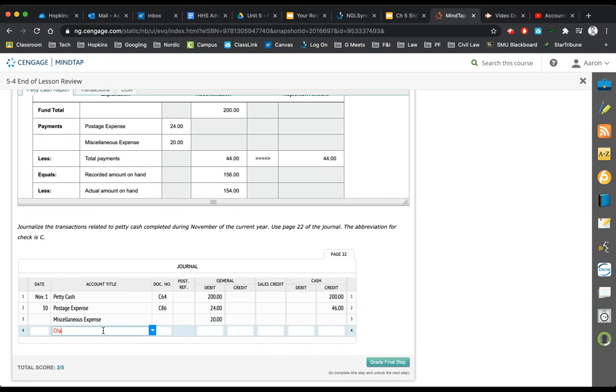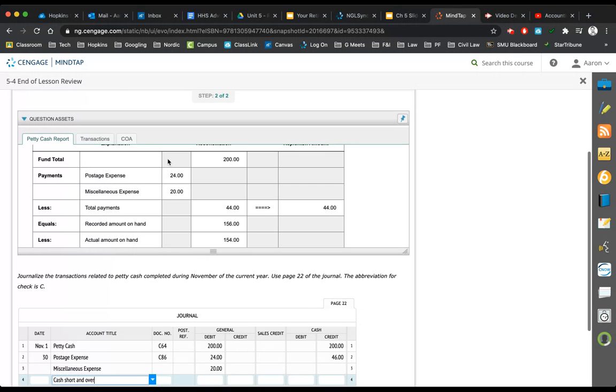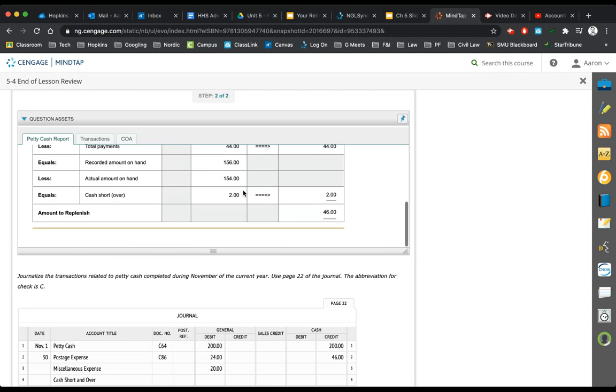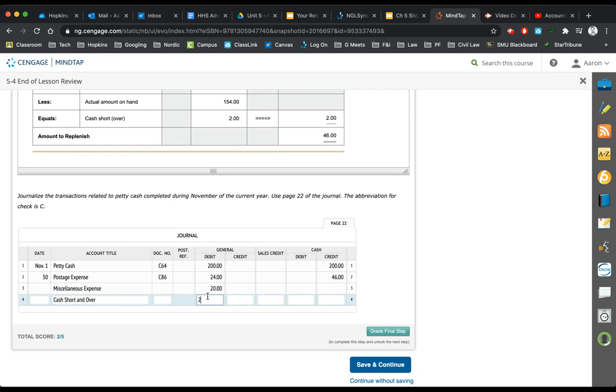And then cash short. So the title here is cash short and over, because it comes from right here, cash short and over. So again, it's not just cash short. In that sense, it is a short. If it was over, it would go into the credit column. But since it's a short, it's a debit, because it's decreasing our cash account. But the actual name of the account is cash short and over. And that debit was for $2.